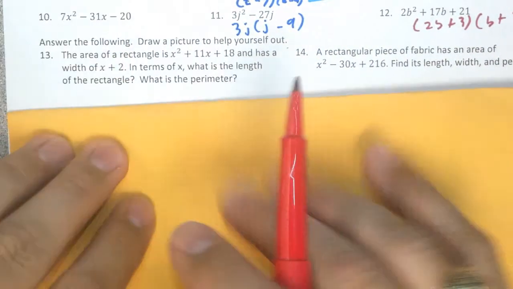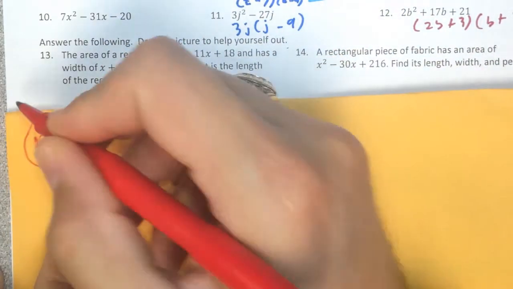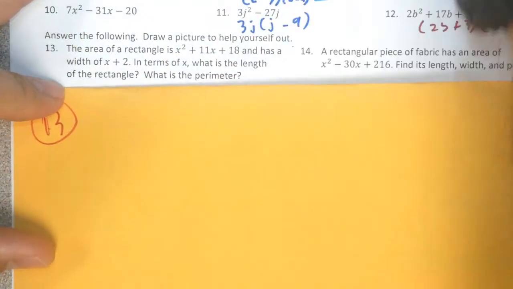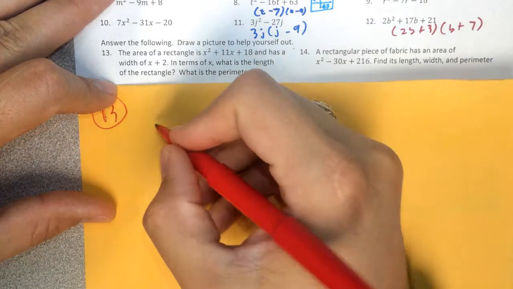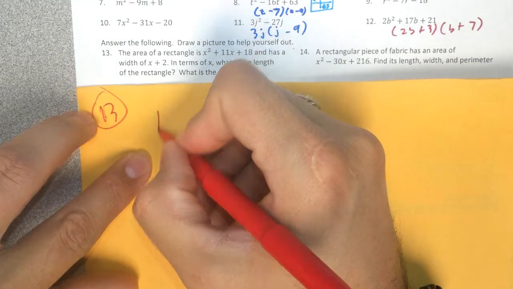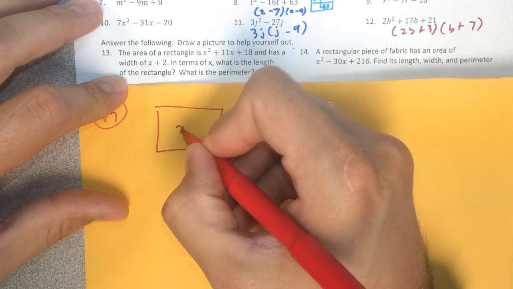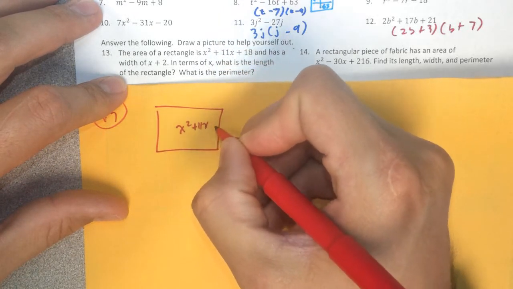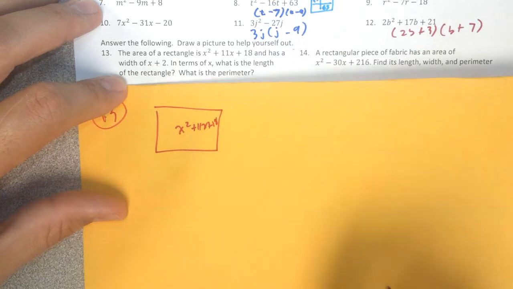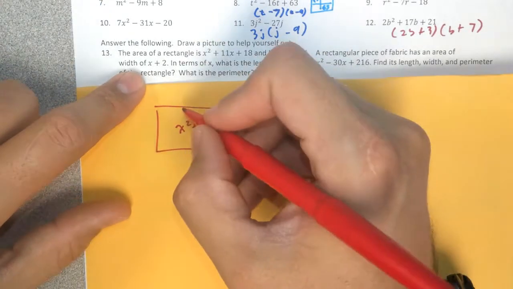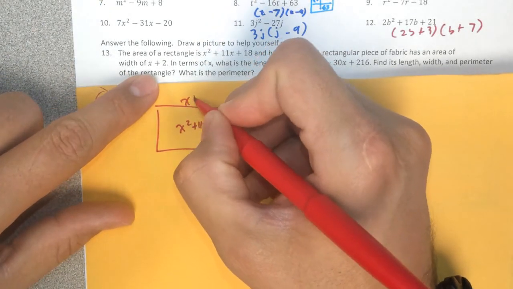So I'm going to go ahead and draw this out. I have a rectangle, and I'm going to draw the area inside. My area is x squared plus 11x plus 18. And it says my width of my rectangle is x plus 2.